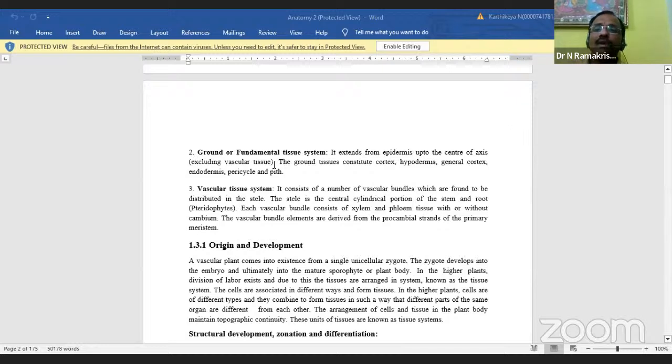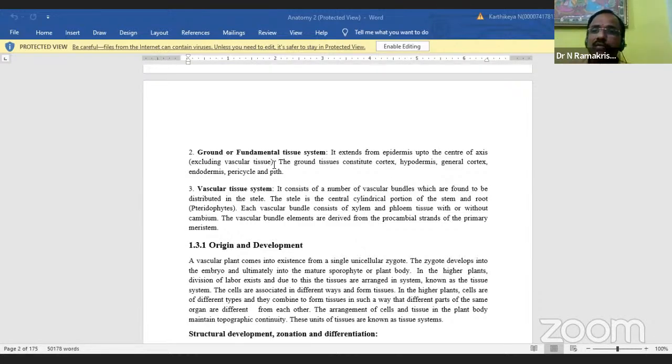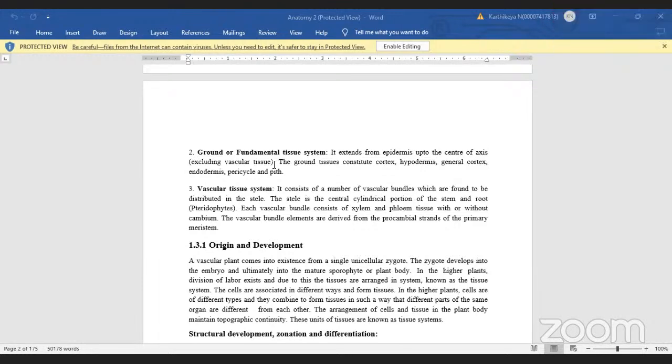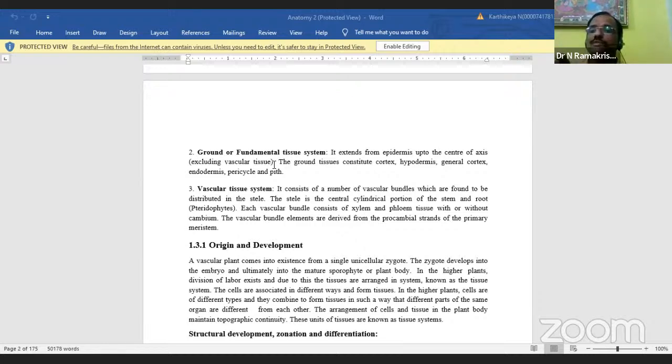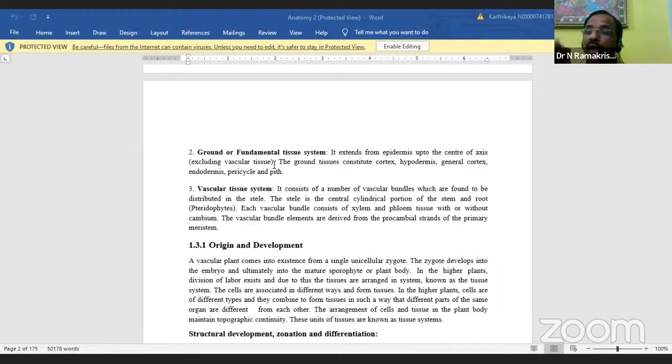So now you see here, all this together, cortex, pericycle, primary medullary rays and pith, all together we call the ground tissue system. Ground tissue system, sir. All together, not only cortex, not only hypodermis, not only endodermis, all together we call it the ground tissue system. So particularly above the stele, below the epidermis, parenchyma cells are there, we call that only cortex.